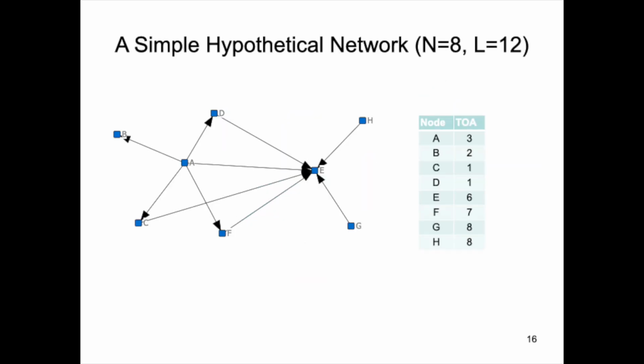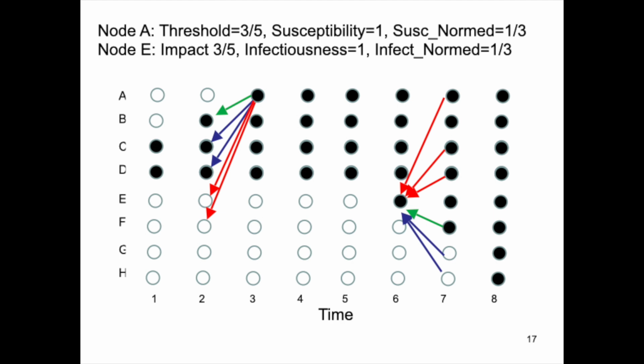You have 8 nodes. Their times of adoption are there in the table, and if you reformulate that data into something that looks like this, where the open circles are non-adopters, the closed ones are adopters, and their time of adoption is there, you look at person A, they've nominated 5 other people, right? And 3 of those that they nominated adopted before they did. So their threshold is going to be 3 over 5, or 60%.